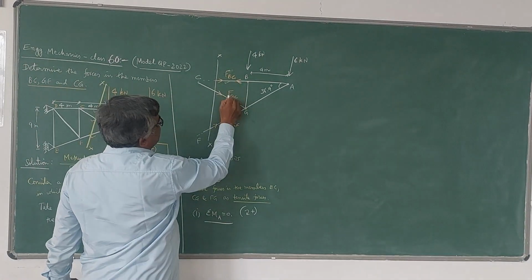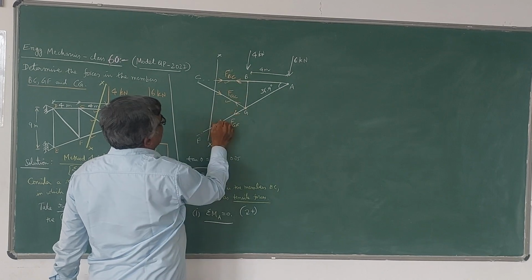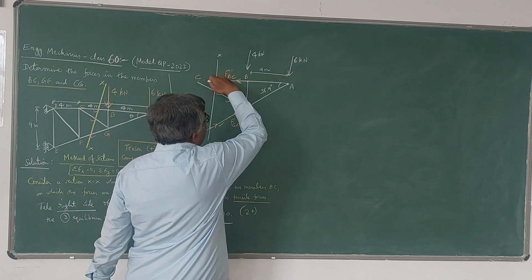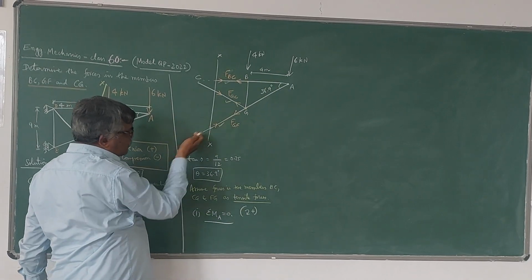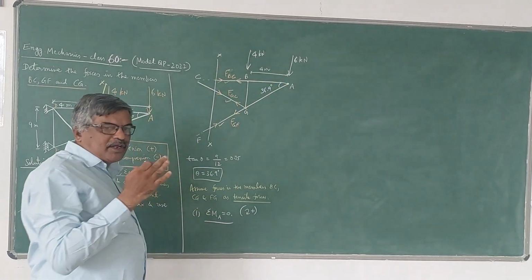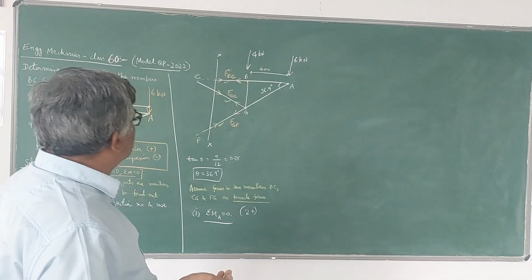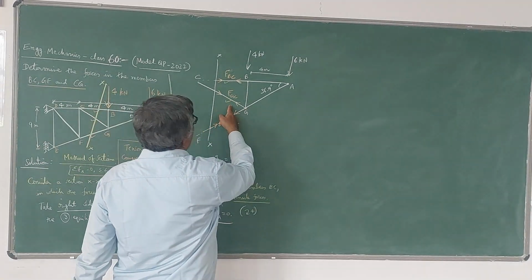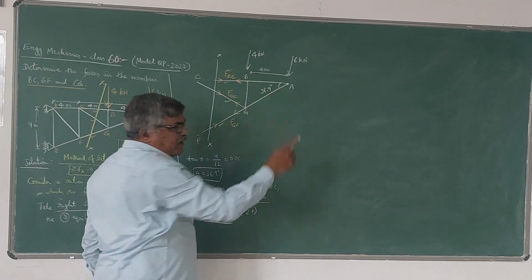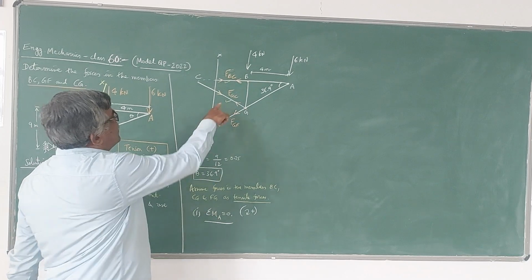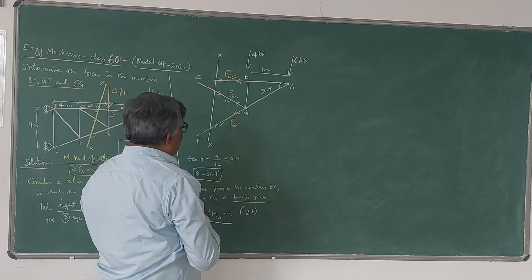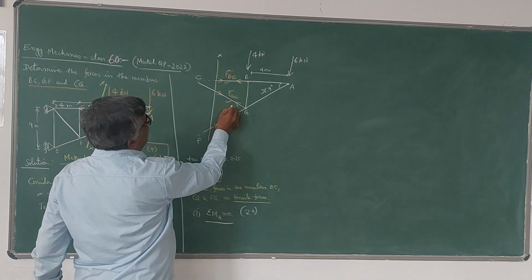These three forces I will take. This FBC will not be having any moment about A because the line of action passes through A. Similarly, this FGF also will not have any moment about A because the line of action passes through A. So moment means force multiplied by the perpendicular distance. Only you can have the moment due to this FGC force. So FGF and FBC, they don't have any moment about the point A, but FGC will be having the moment about the point A.